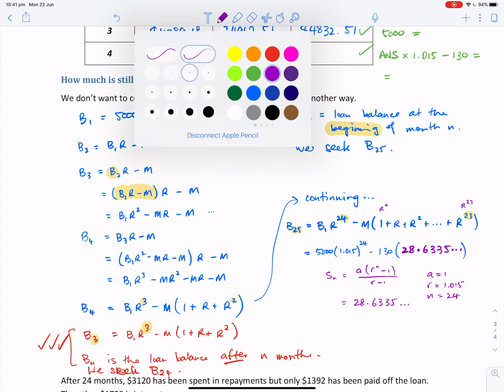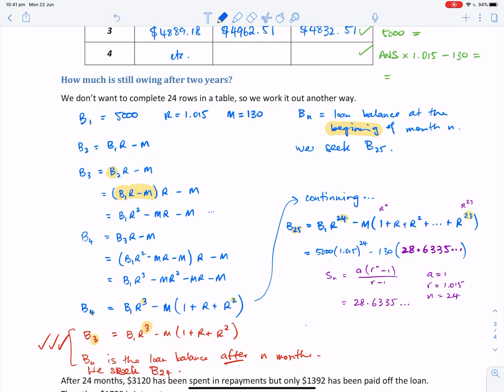So that goes in there. Continue with my calculation, and I'll say 5,000 times 1.015 to the power of 24 minus 130 times my answer. So that is 3425.16. Okay. Now, just a nice point to be made here.